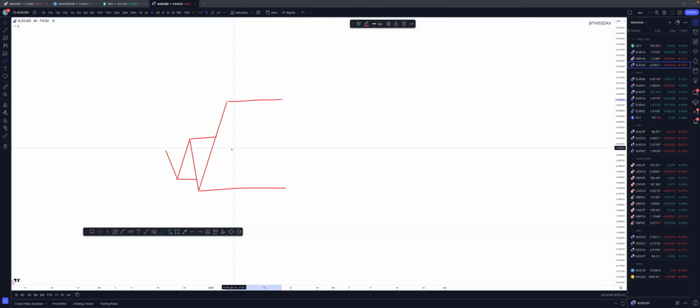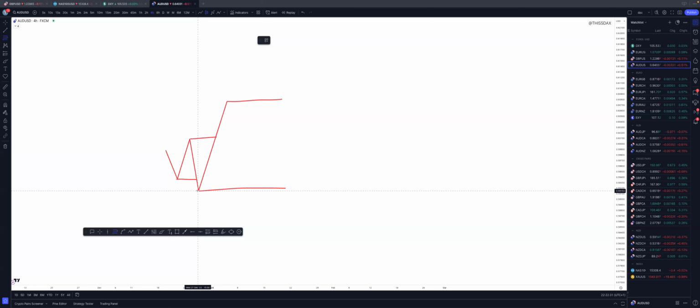So how do you know where to actually buy from? This is obviously a bullish structure here. What if price comes here? Do you just buy? How do you know which zone to actually buy from? Right. So this is it. It's pretty simple. Use your Fibonacci tool.